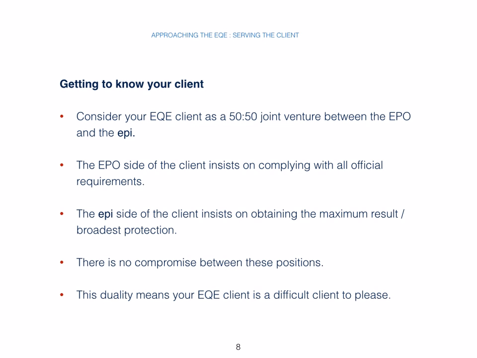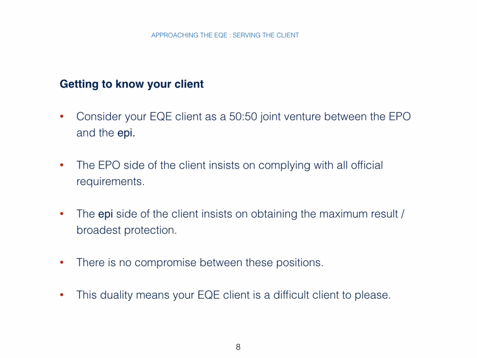You can consider your EQE client as a 50-50 joint venture between the EPO, the European Patent Office, and the EPI, the Institute of Representatives. You can consider the client as a sort of multinational with several subsidiaries, and it will be these subsidiaries who will be sending you instructions for the different papers.